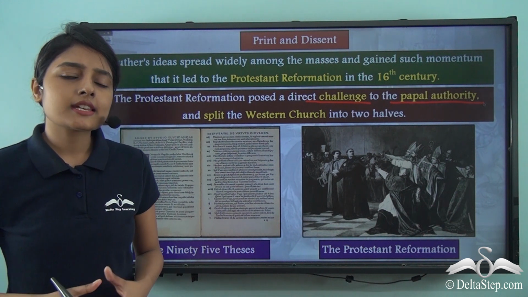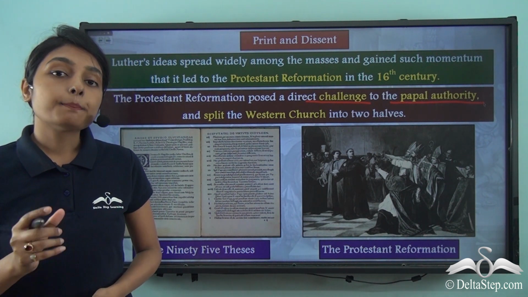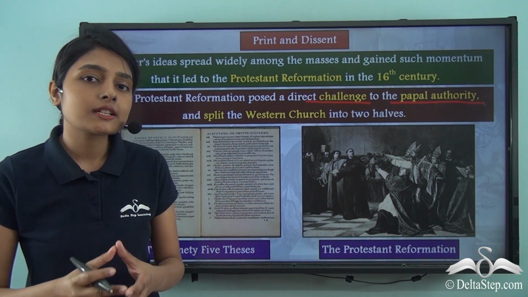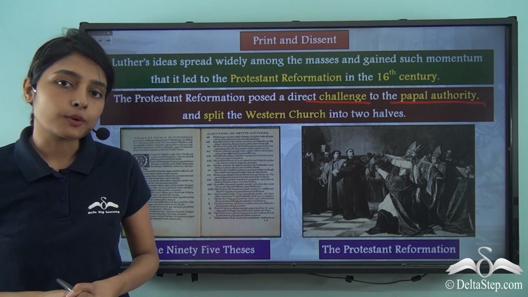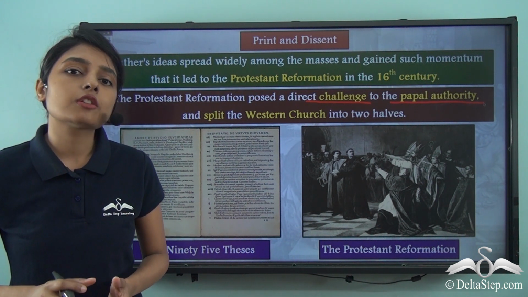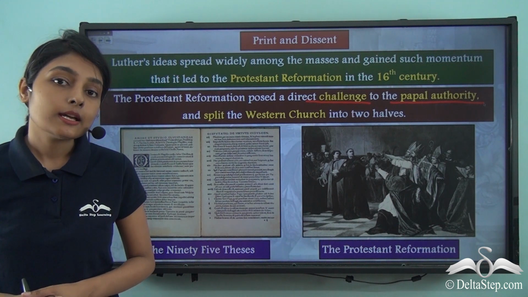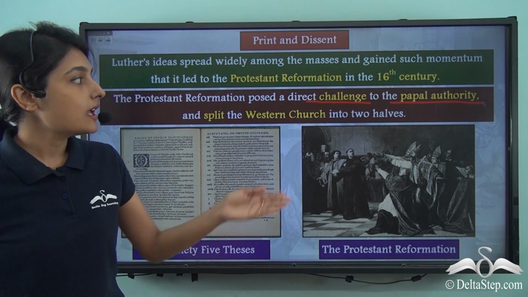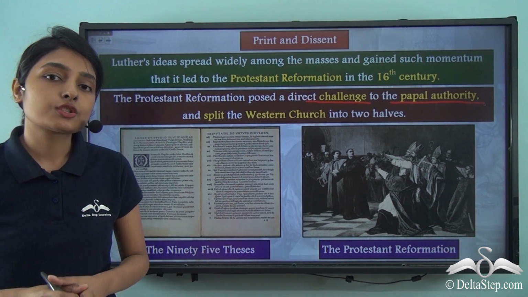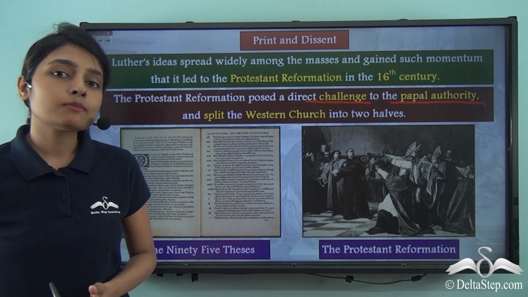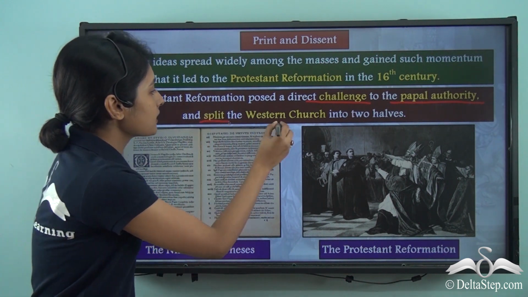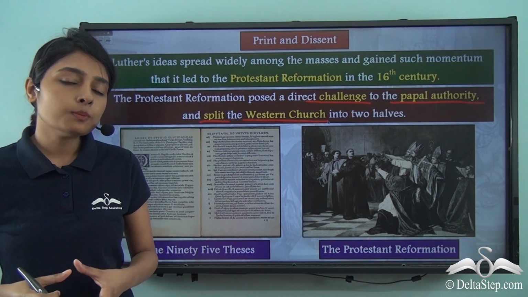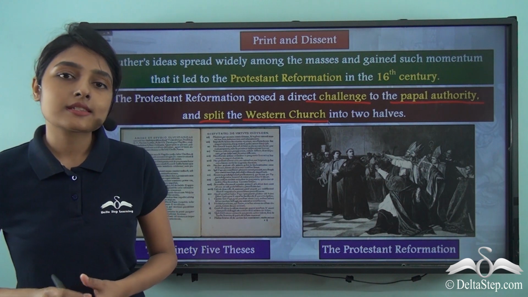Now what do we understand by the papal authority? The Pope of the Roman Catholic Church is held of great importance and power over the people of Europe, and it is his authority which cannot be refuted at any cost. But this Protestant Reformation, which was happening in the sphere of religion, now posed a direct challenge to his authority. And at the same time, this Reformation split the Western Church into two halves. So now came into being the new movement that was known as Protestantism.